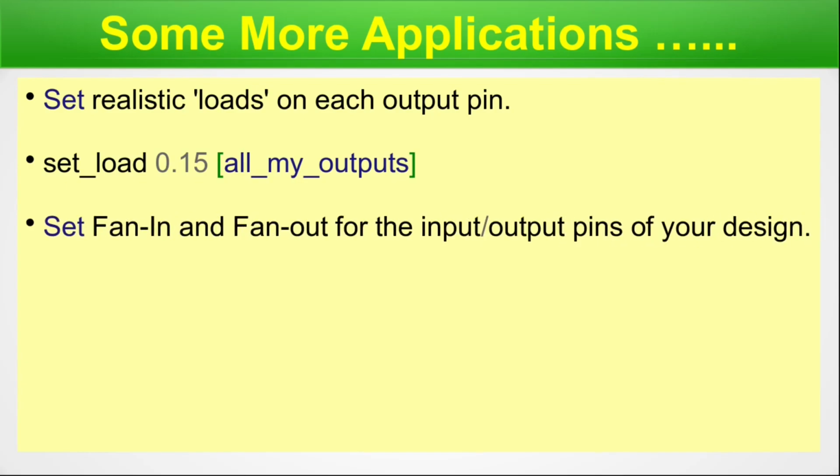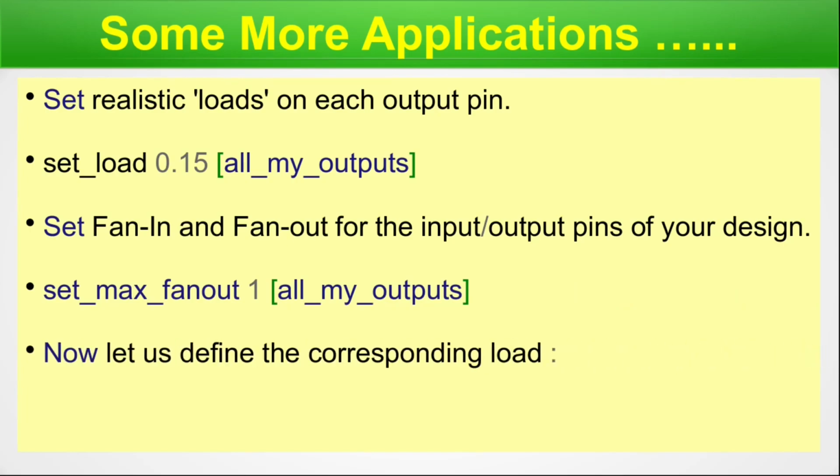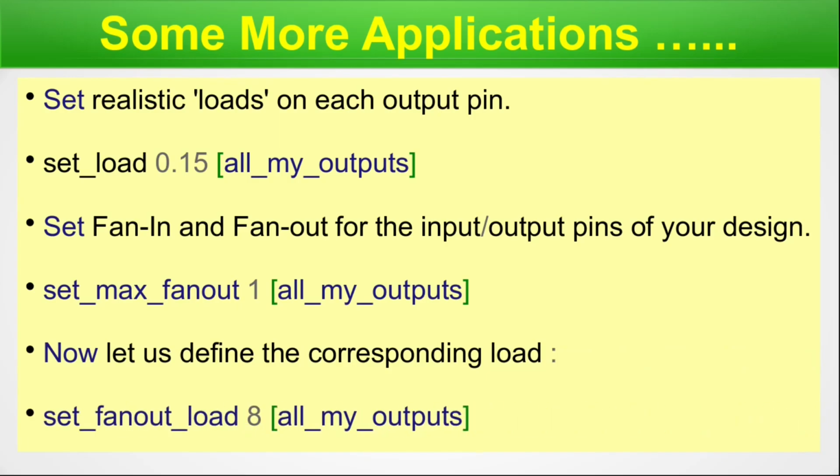Set fan in and fan out for the input or output pins of your design. Set max fan out 1 to all of my outputs. So this rectangular bracket is a typical concept. Now let us define the corresponding load. Set fan out load 8 for all of my outputs. So this way we can use the design constraints. Apart from the timing things, we can define the load, fan out, fan in. We can consult the manual for all these other things that you can play around with in the constraints. We are done with this slide, so let's move on.